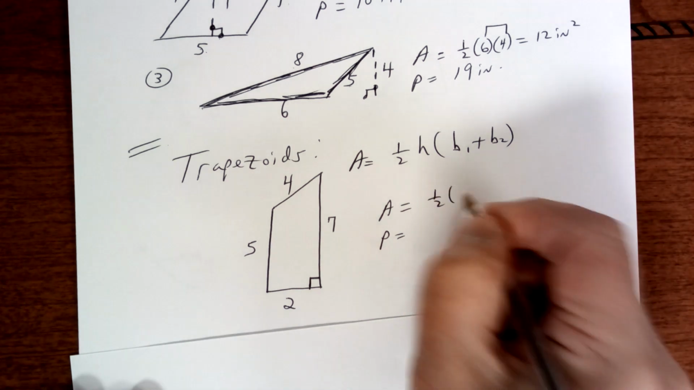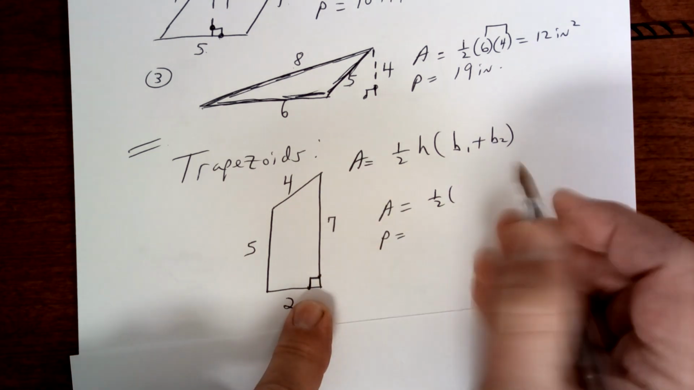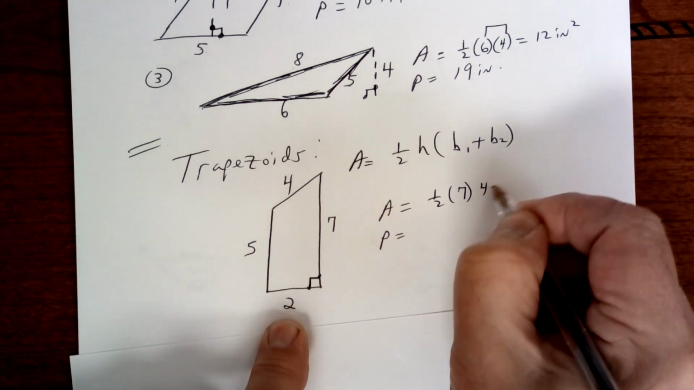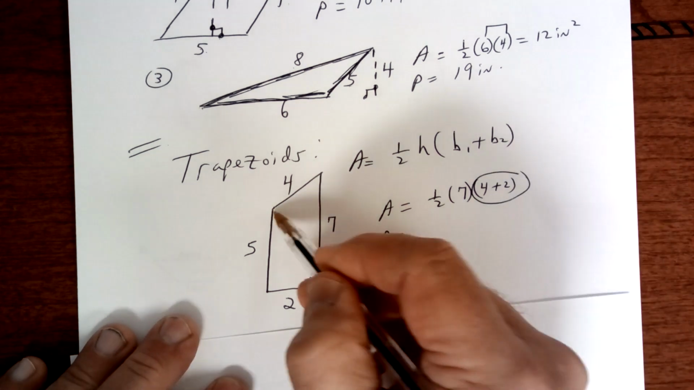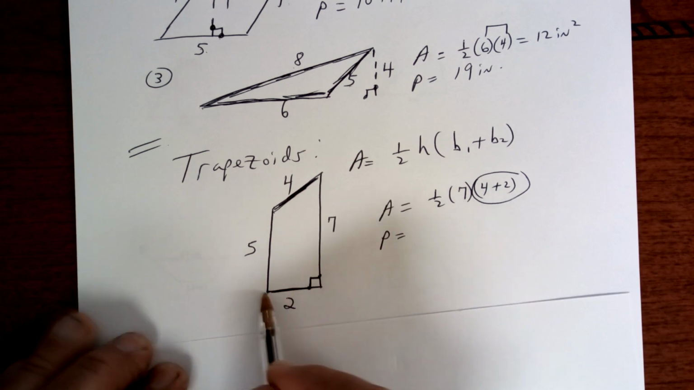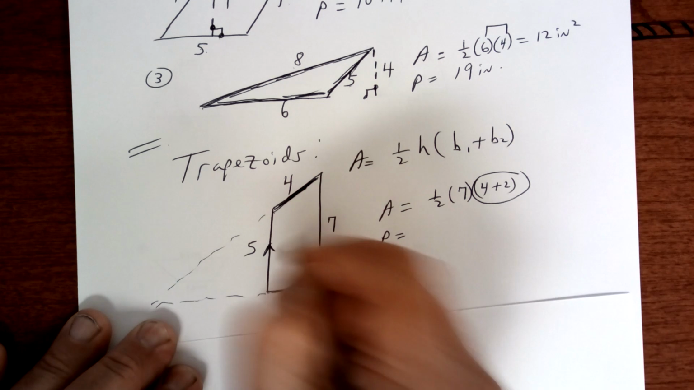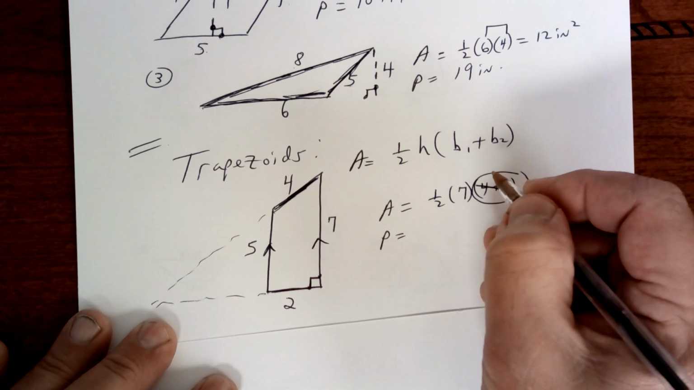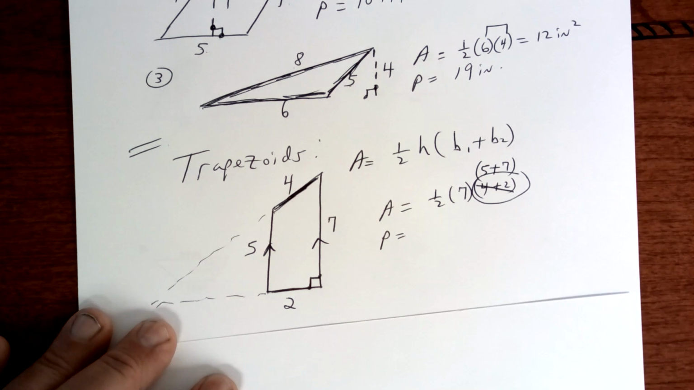So the height is 7. 7 is the height. And the bases are 4 and 2. Well, this is wrong because the bases have to be parallel, and these bases are not parallel. They will intersect. So the ones that are parallel are 5 and 7, so it should be 5 plus 7. And that should work. Okay?